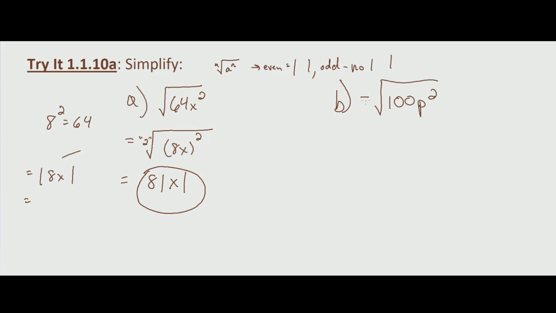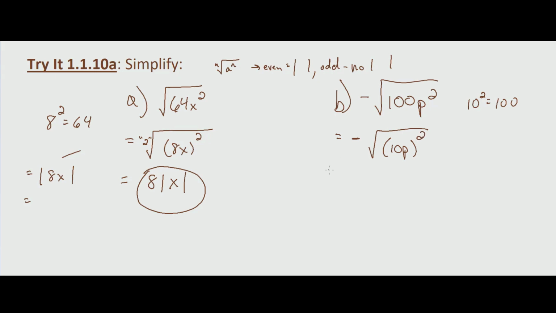And with part B, we're taking the square root, but again, remember this negative sign is outside the radical, so that's perfectly fine. Let's first look at 100. We should recognize that 10 squared equals 100. So then this becomes, don't lose the negative, this becomes the negative square root of 10p being squared.